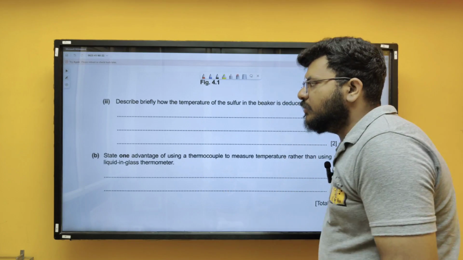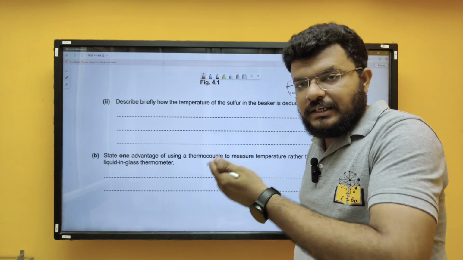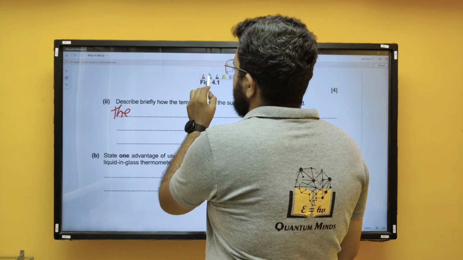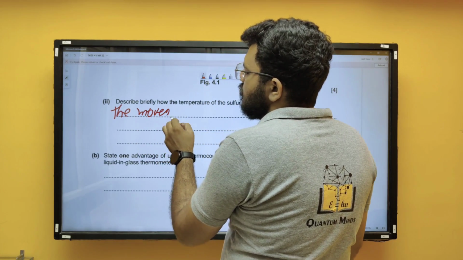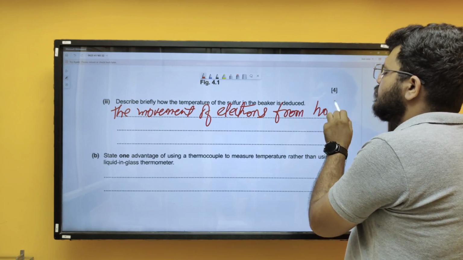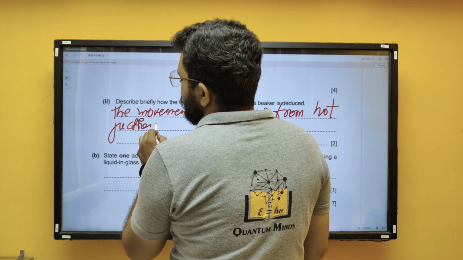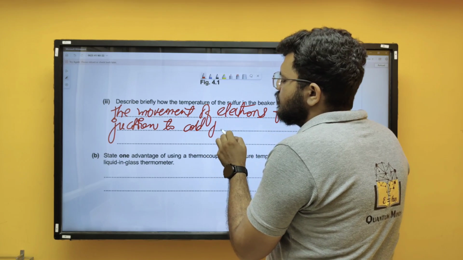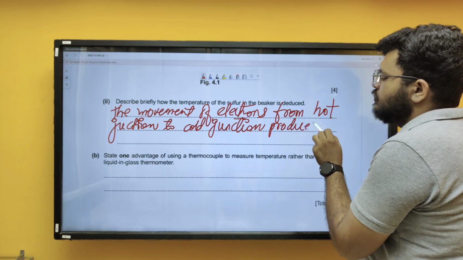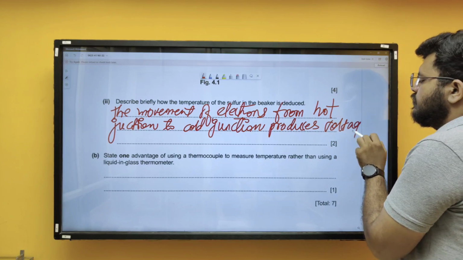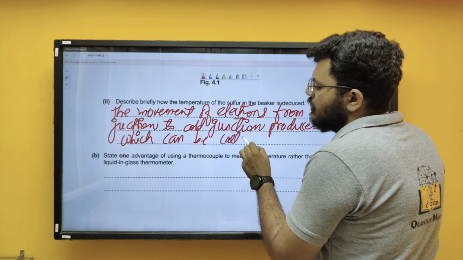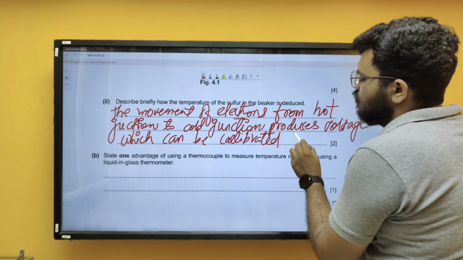So that's that. Describe briefly how the temperature of sulfur in the beaker is measured, right? So the movement of electrons from hot junction to cold junction produces voltage which can be calibrated to measure temperature.